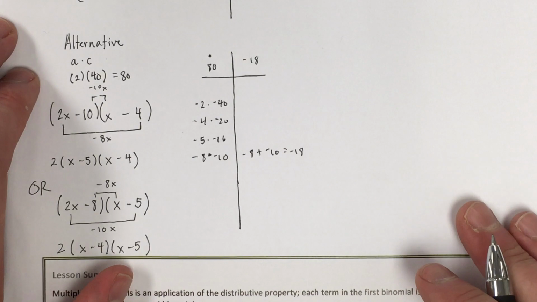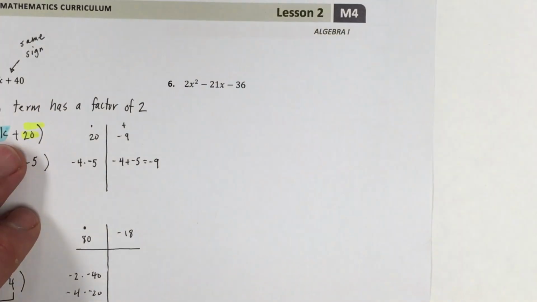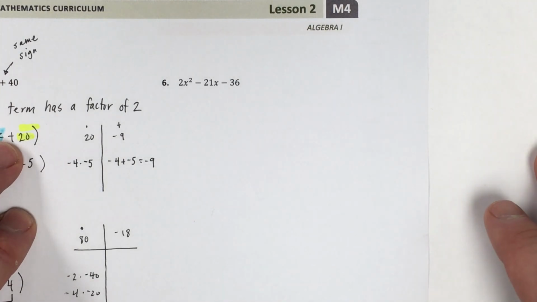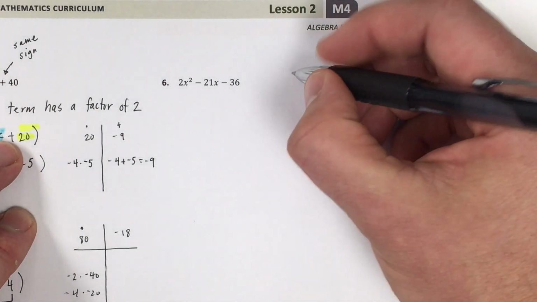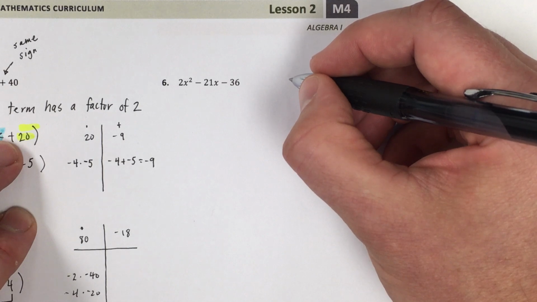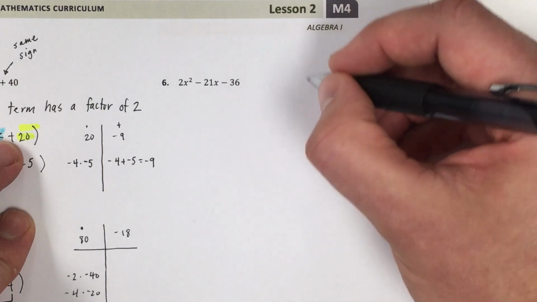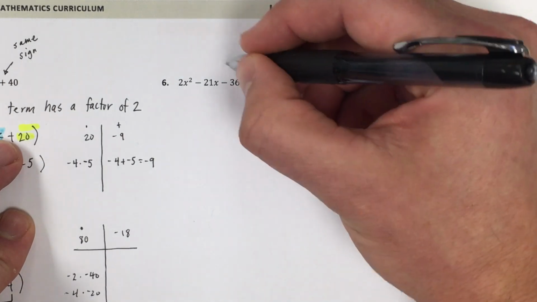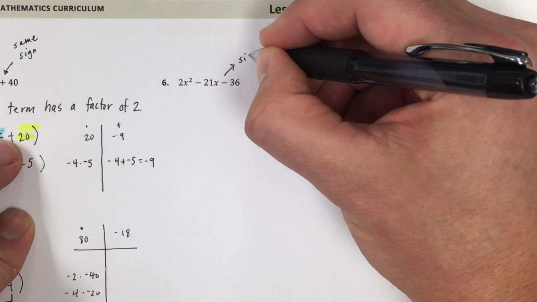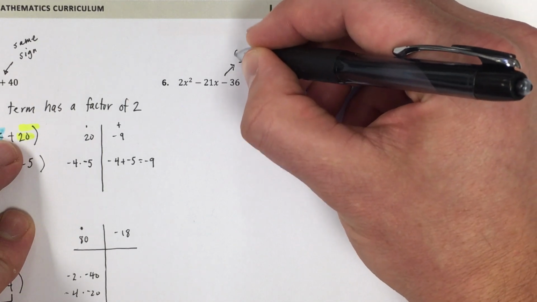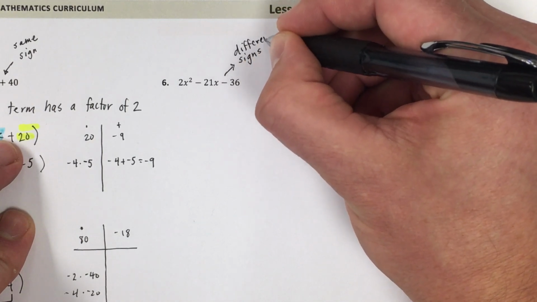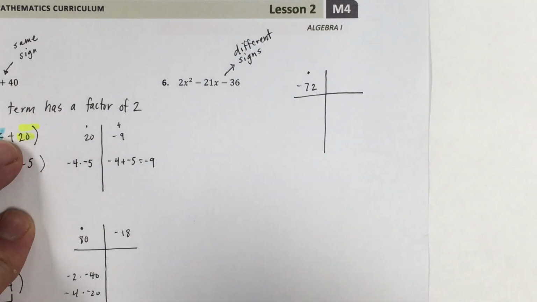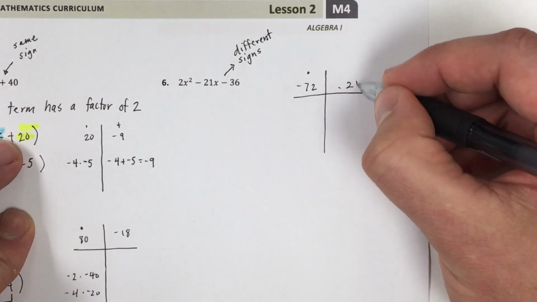You may want to pause the video right now and begin to think about number 6 on your own, and then check your work with what I've done. So I'm going to look for factors of negative 72. Because this is negative, I know that signs must be different. So I'm looking for factors of negative 72 that add up to negative 21.